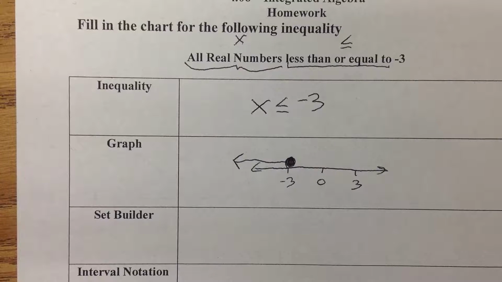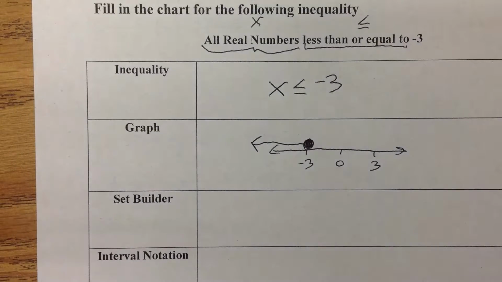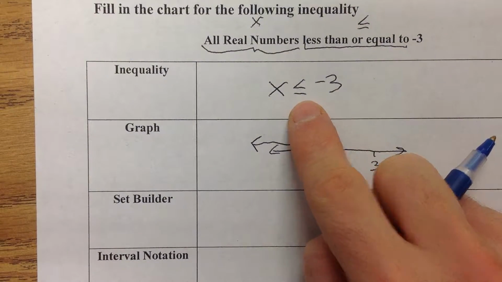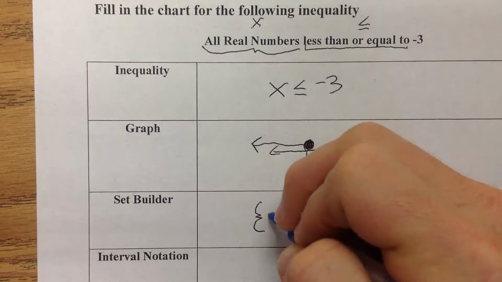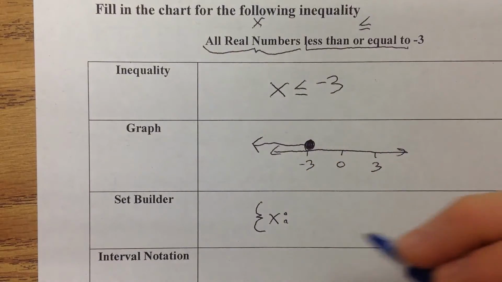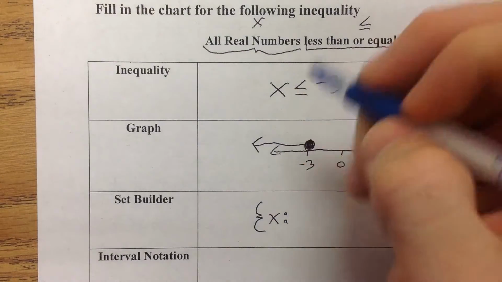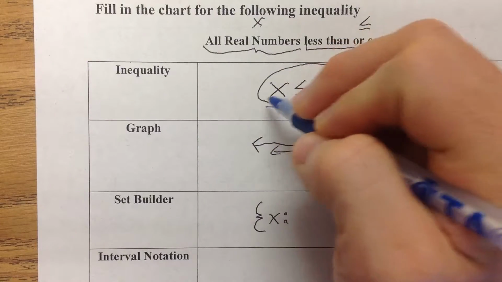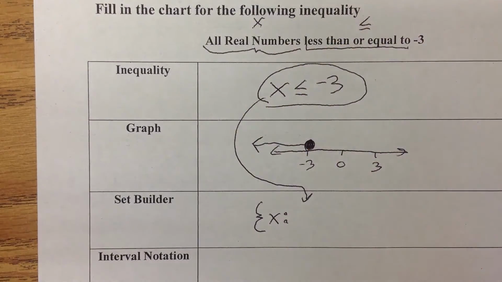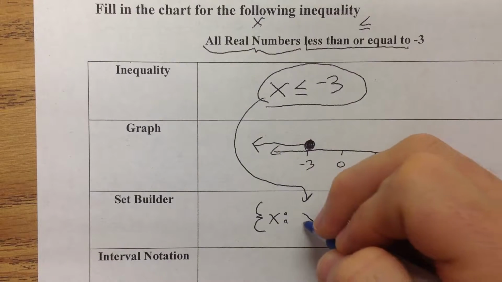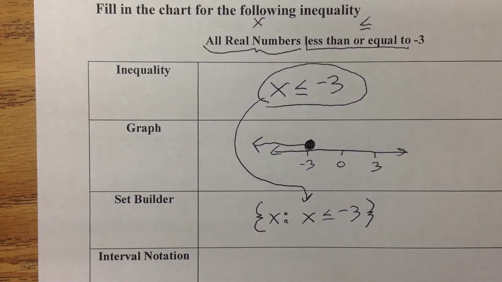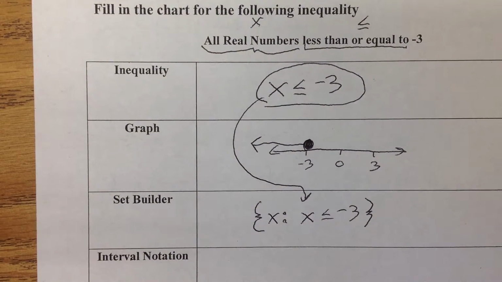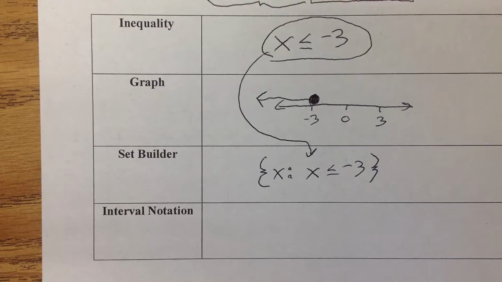Okay? Set builder is the more formal notation. So it's going to be exactly like this. We just have to add a few pieces. So we're going to start with a brace. Then we do x colon, which is x such that, and then we just write this right here comes down. Alright, so it's pretty much exactly the same. It's just got this little extra notation that we need to have when we're doing this. Okay. Then last but not least is interval notation.